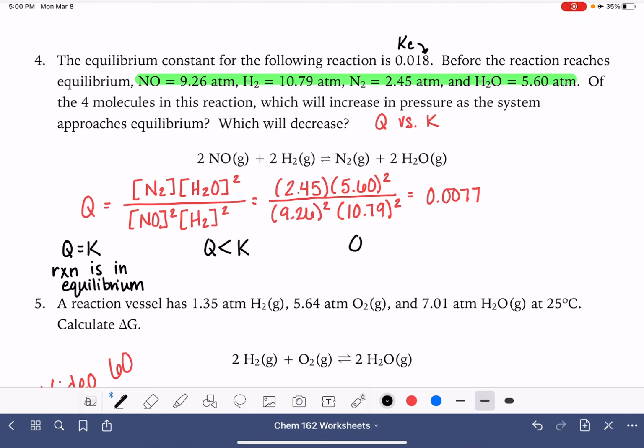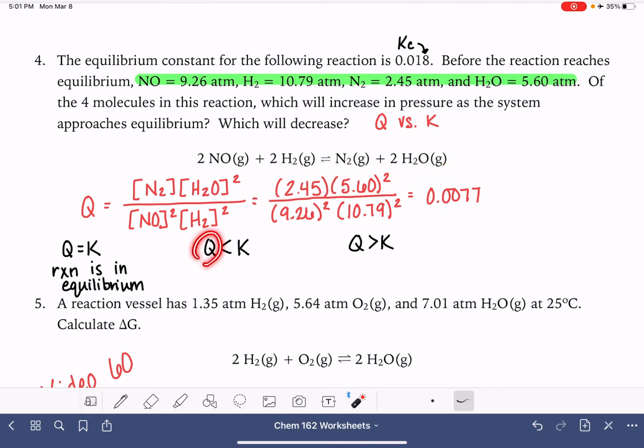Now, sometimes Q could also be greater than K. So when Q is less than K, like what we have here, what does that mean? Mathematically, what does it mean? It means that in our equilibrium expression, the numbers up on the top of our fraction are too big, or the numbers on the bottom of our fraction are too small, or maybe it's a combination of both. These numbers up here are too... No, I said that completely backwards.